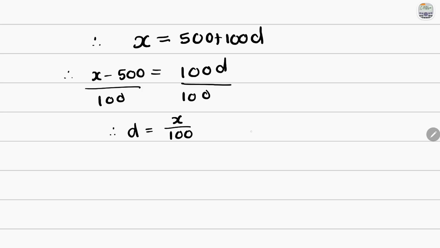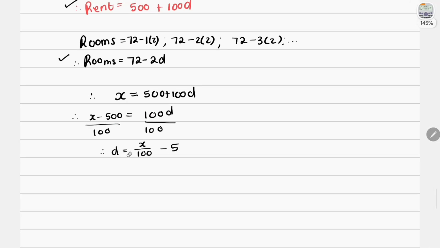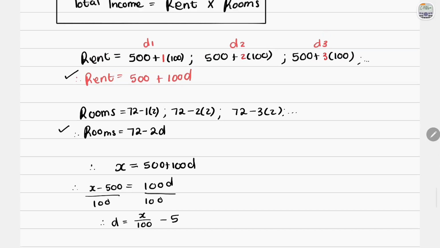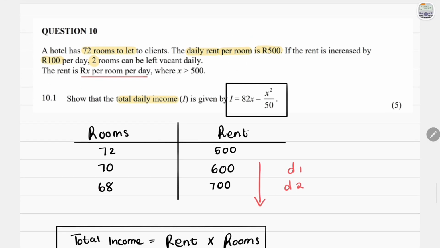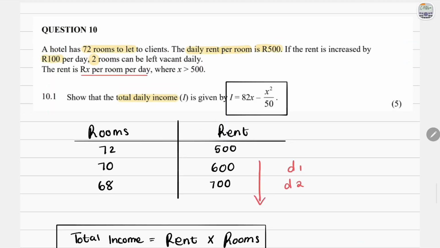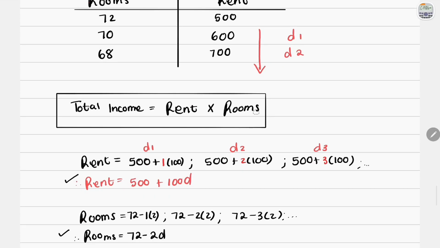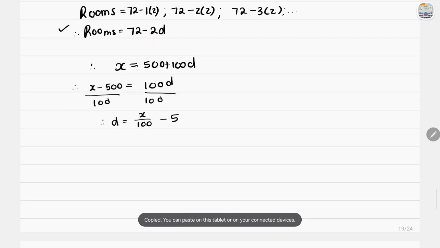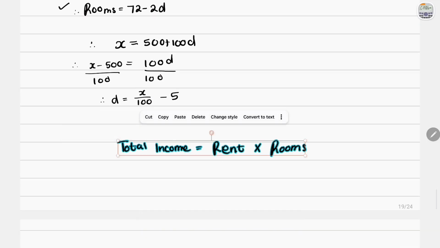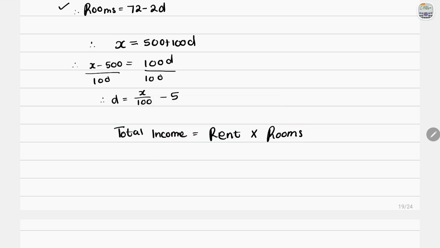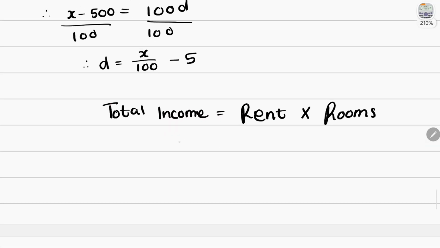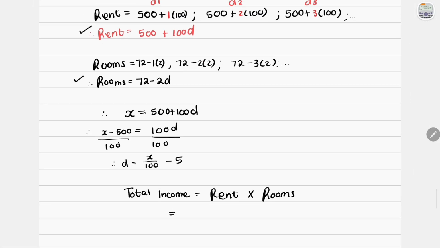And then negative 500 divided by 100 is negative 5. So this is an expression to represent the day. Okay, that specific day they're referring to. So here is what we can do to find the total income. To finally find I, this total income, again, we are going to say this. The total income is found by saying the rent multiplied by the total rooms available to be rented. So this is going to be equal to, and here's the rent.